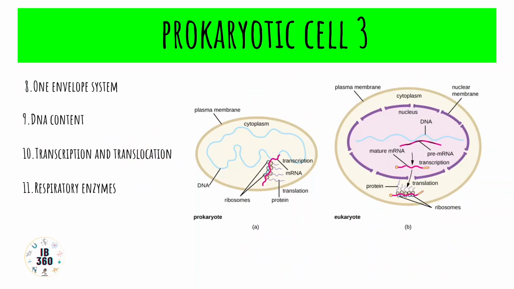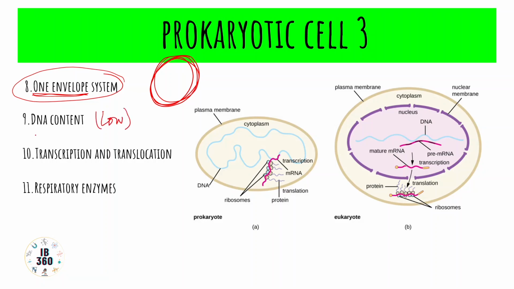Okay, next, one envelope system, because there are no membrane-bound organelles. The one envelope which we know about in bacteria is the cell envelope, which involves the glycocalyx, cell wall, and then cell membrane. So the one envelope we know in prokaryotes is the cellular envelope, which covers the entire cytosol. No other membrane. DNA content is pretty low compared to eukaryotes. Prokaryote DNA content is pretty low.